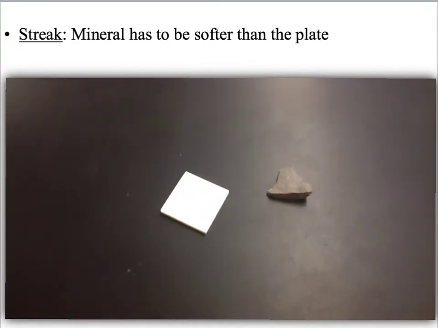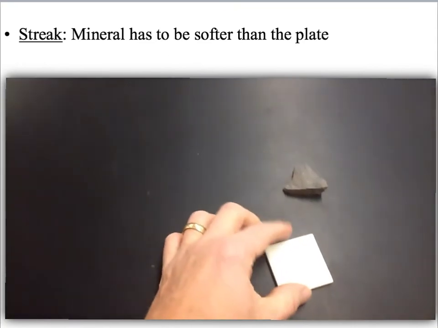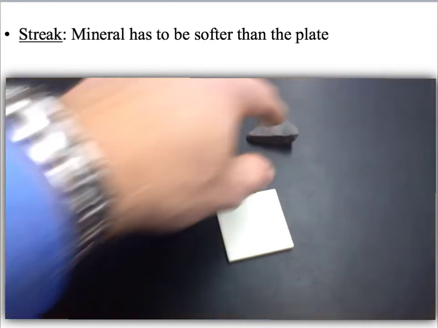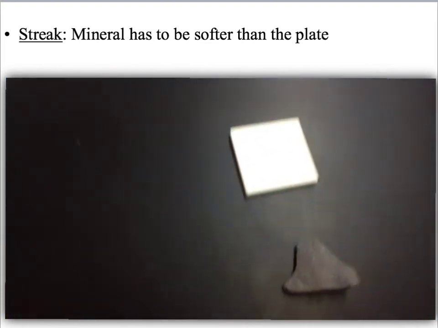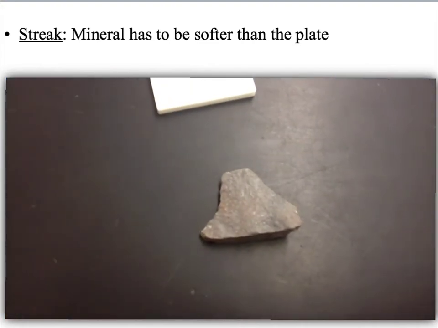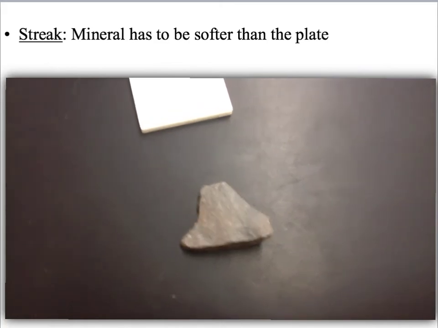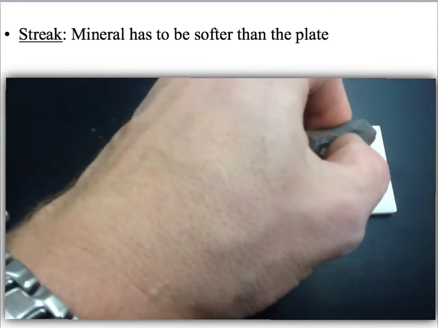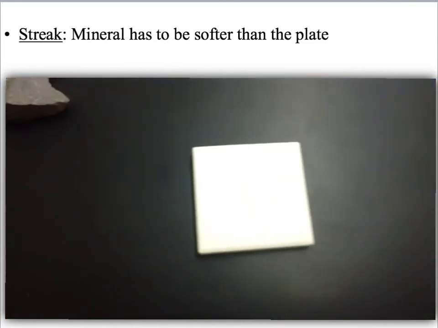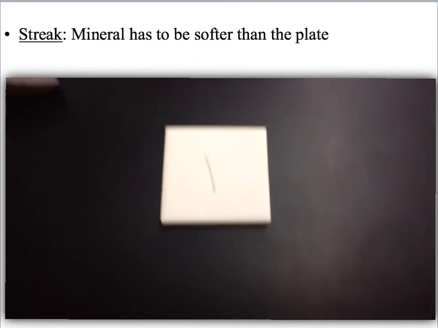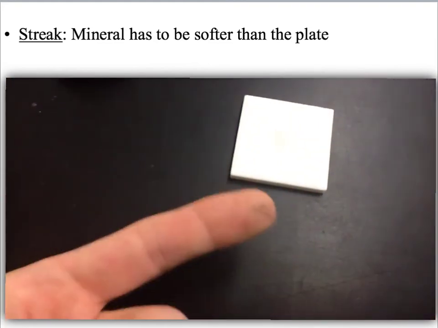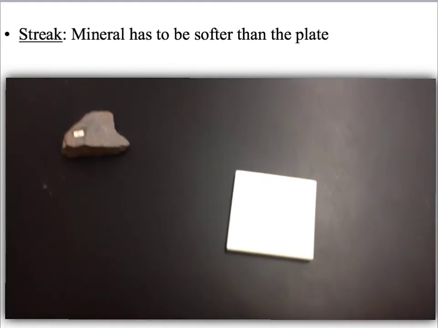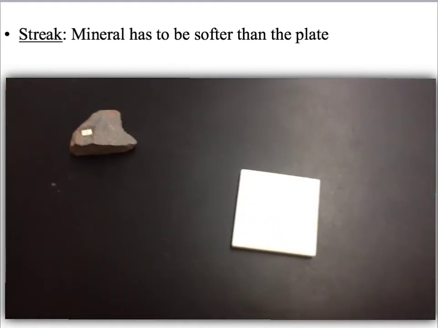Alright, I'm going to show you how we go about making a streak on a streak plate. This is a streak plate, just a piece of tile. It's white, obviously. This is a piece of hematite. It's kind of a glittery looking mineral, and to do this you just scratch it right on the streak plate, and you're going to notice that it gives you a color. Sometimes it's not a bad idea to take your finger and wipe it right on there just to see what color it is. That is how you streak a mineral on a streak plate.